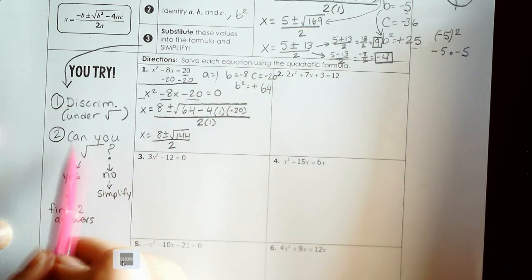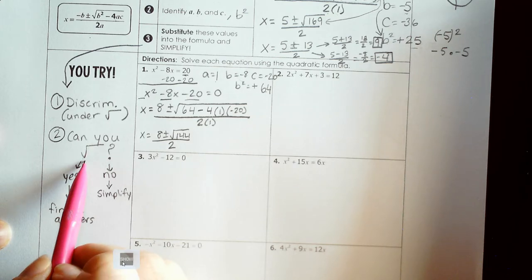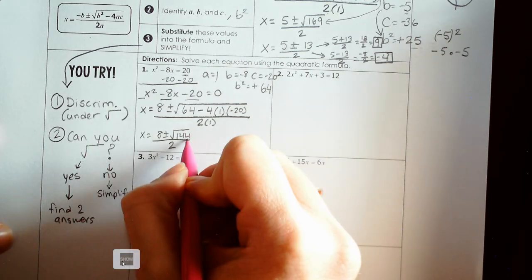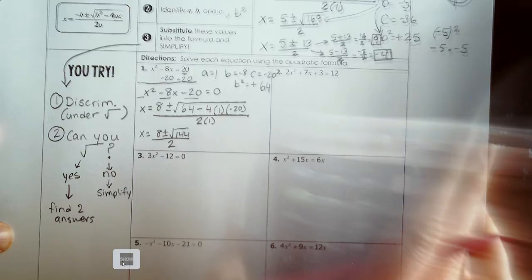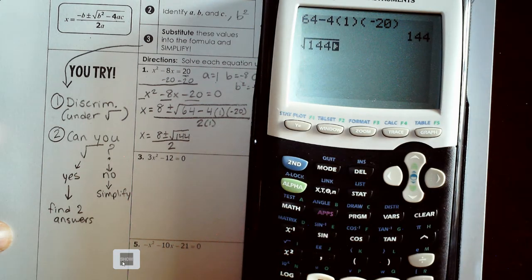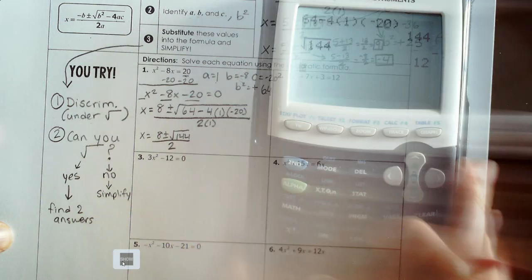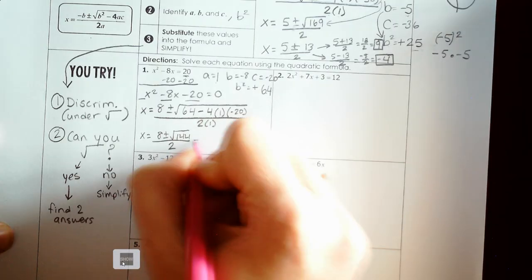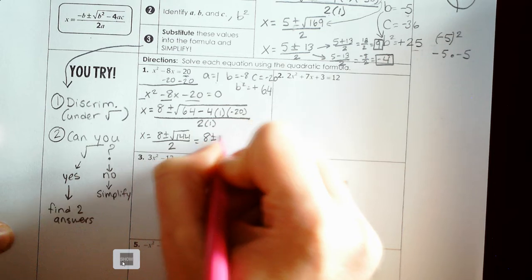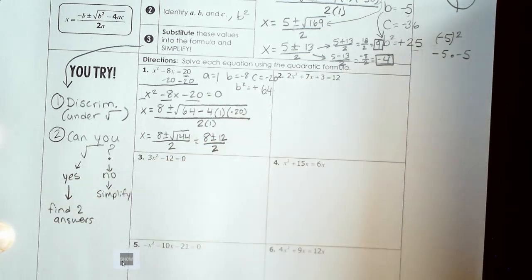Okay, next step is, can you take the square root? You might know the square root of 144. If not, use your calculator. But the square root of 144 is 12. So we have 8 plus or minus 12 over 2.